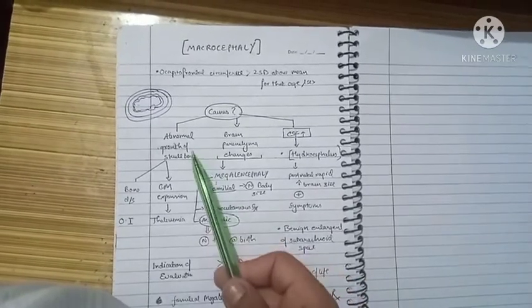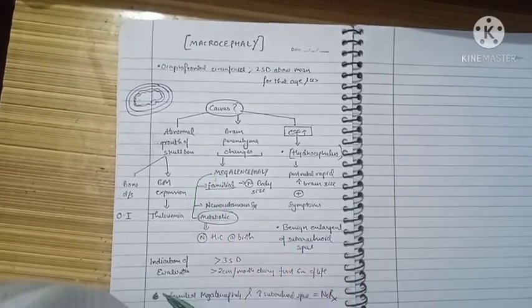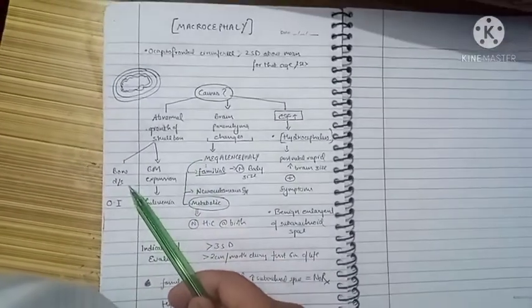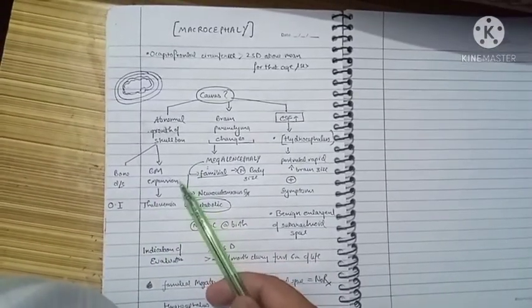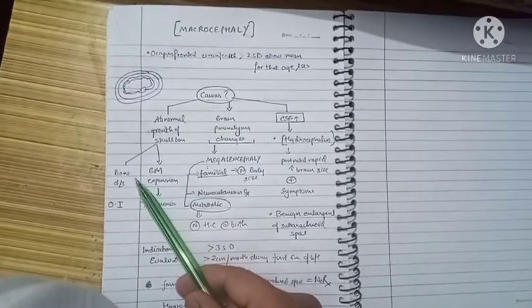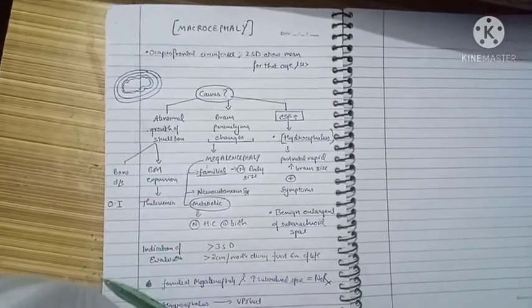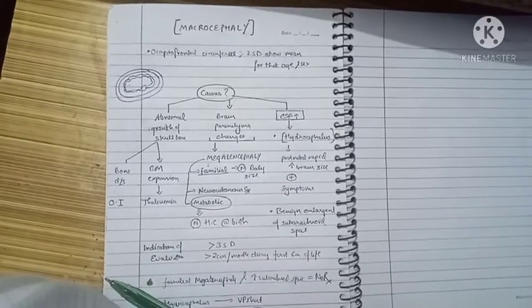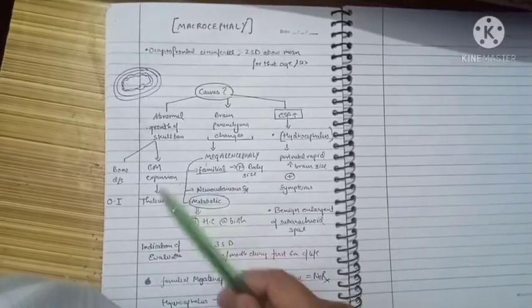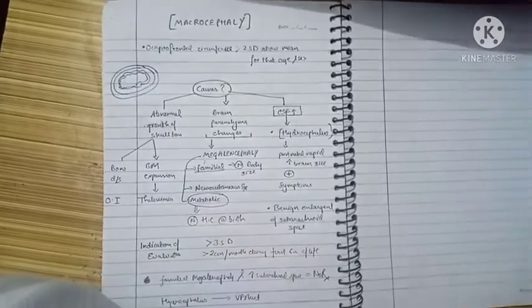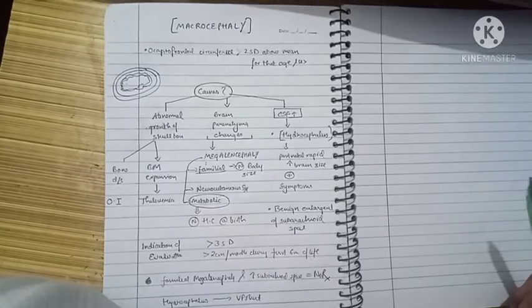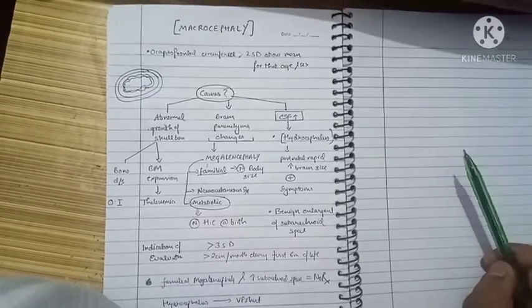So we'll start with abnormal growth of skull bone. Abnormal growth of skull bone can be due to a bone disease or bone marrow expansion. Bone diseases include osteogenesis imperfecta, osteopetrosis, and other bone diseases. For bone marrow expansion, the main disease to be remembered is thalassemia, where we see extramedullary hematopoiesis that leads to bone marrow expansion in the skull bone.